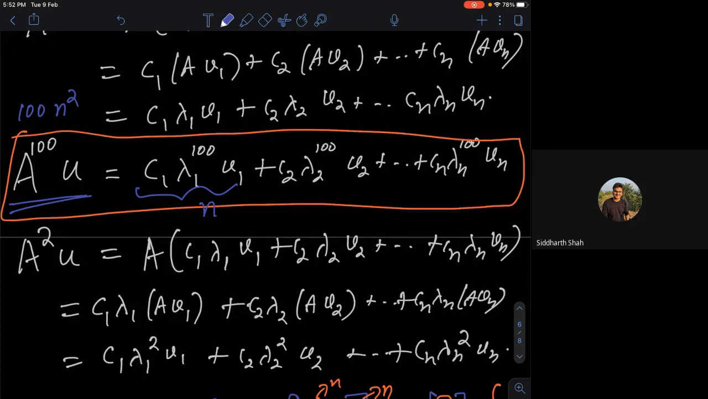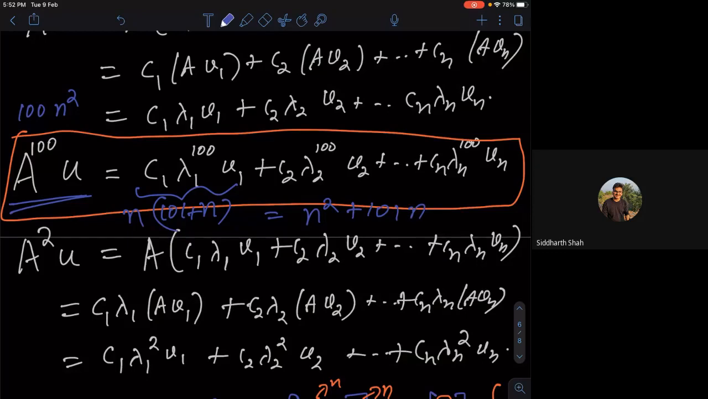Why? Sir, because for v1 we have 101 plus n multiplications. So this is 101 plus n, and we have n such rows. So we have n square plus 101 n, which is quite small.